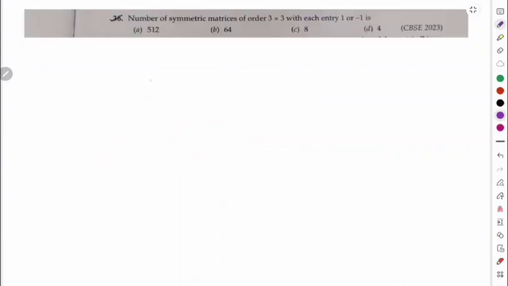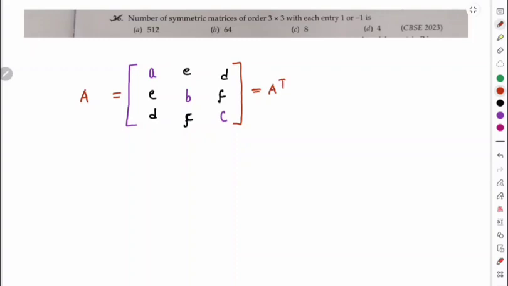Let us consider the next one, number of symmetric matrix. So what is the meaning of symmetric matrix? Say you have A, B, C. So this one is going to be the same. If I use E here, E here, B here, D here, C here, C here, or maybe F, F here, F here, right? And this is going to be the symmetric matrix, which means if you assume this matrix is A, it is same as A transpose, right?